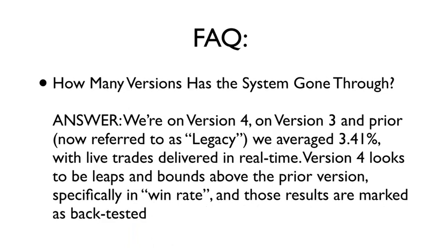So how many versions has the system gone through? We're currently on version 4. On version 3 and prior, which we refer to as our legacy system, we averaged about 3.41% with live trades delivered in real time. Version 4 looks to be leaps and bounds above that, specifically in win rate, and those results are marked as back-tested until last year, when we started the model portfolio.